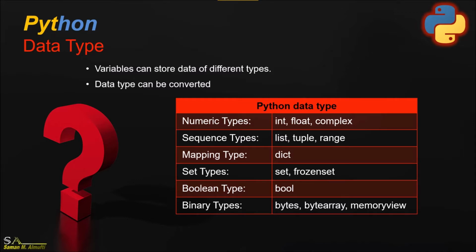Generally, variables are containers for storing data of different types. In Python, the data types are divided into different categories. For example, we have numeric types: integer, float, complex; sequence types: list, tuple, range; mapping type: dictionary; set types: set and frozenset; boolean: bool; binary types: bytes, bytearray, and memoryview; and text: string.